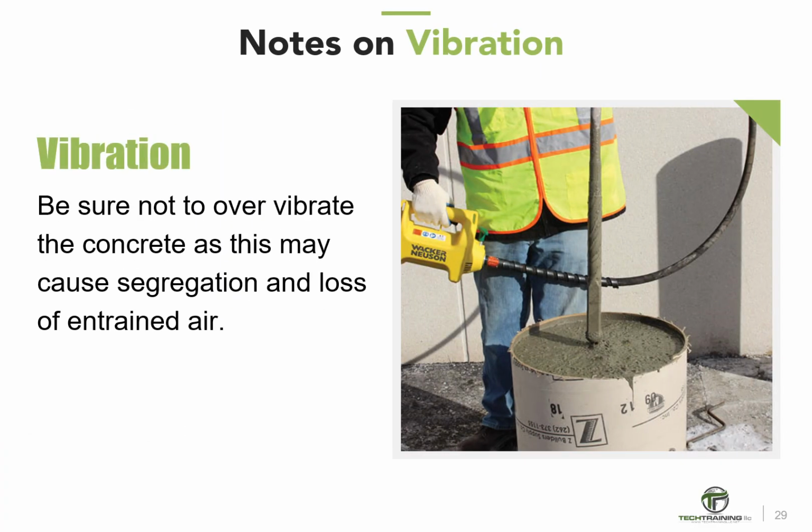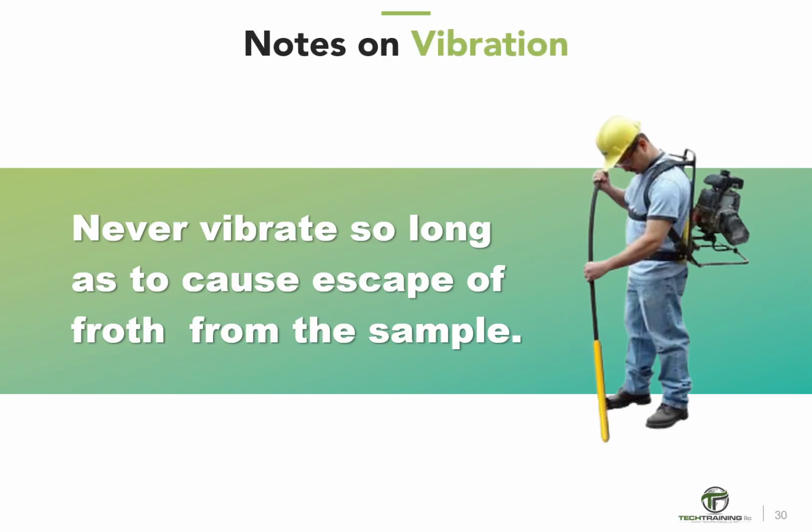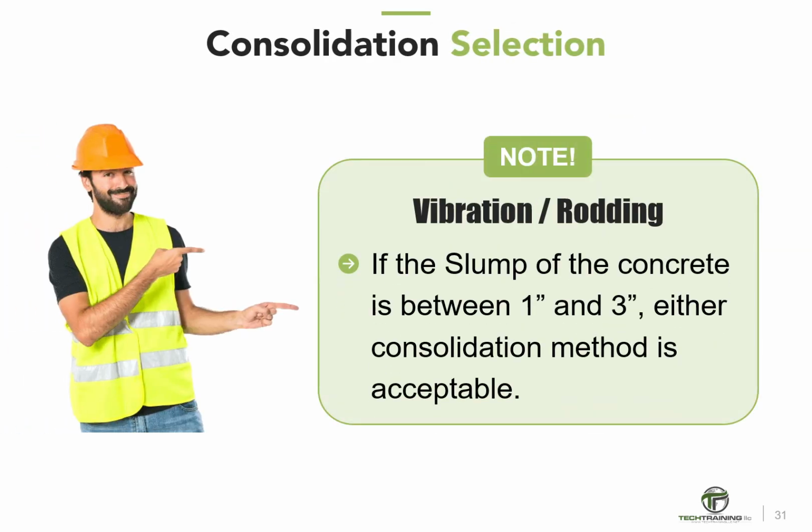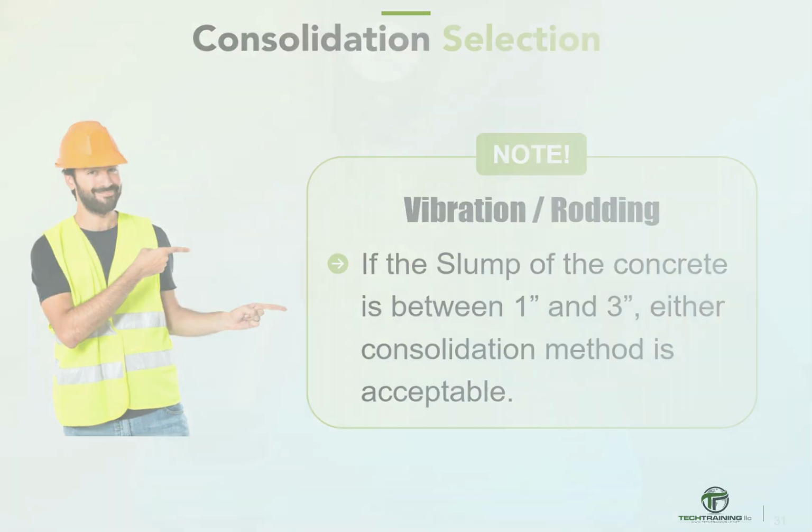Be sure not to over-vibrate the concrete, as this may cause segregation and loss of entrained air. Never vibrate so long as to cause escape of froth from the sample. If the slump of the concrete is between 1 inch and 3 inches, or 25 to 75 millimeters, either consolidation method is acceptable.